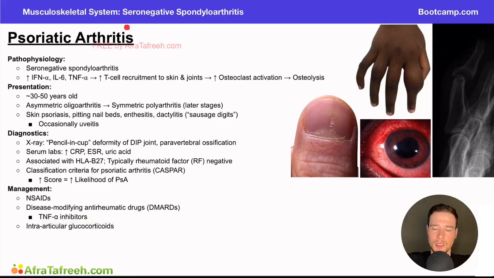Again, this is in our seronegative spondyloarthritis chapter. Why? Because this is seronegative. That means the serum is negative for a rheumatoid factor. That's kind of a defining feature of these conditions. It also has a strong association with HLA-B27.